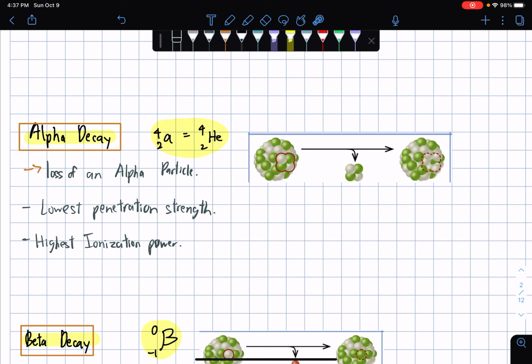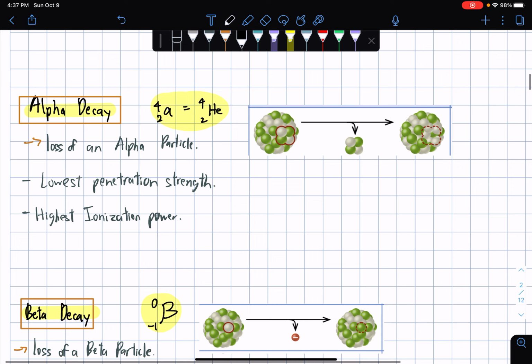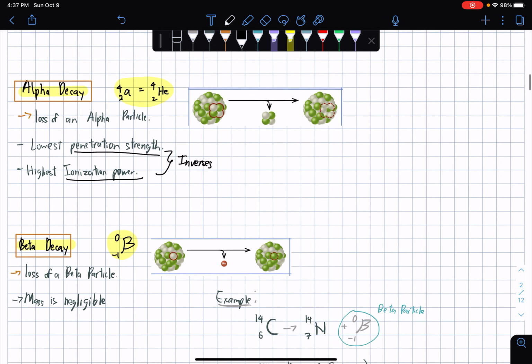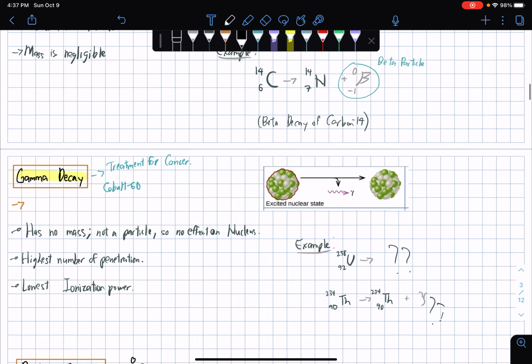Alpha decay has the lowest penetration strength, and it has consequently the highest ionization power. You could already include, based on these definitions, penetration strength and ionization power. They are inverses of each other. That would be applicable to the definition of gamma ray.